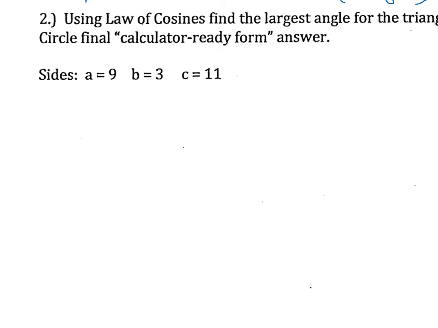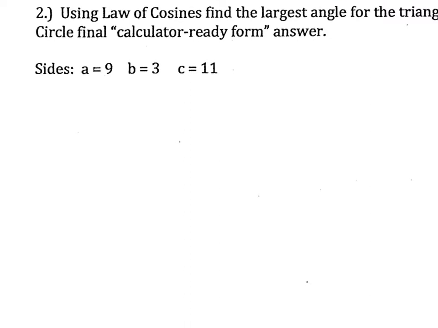For number 2, we need to use the law of cosines to find our missing angle. And in this case, we're looking for the largest angle. So we know that the largest angle will be angle C since C is the largest side. And for law of cosines, we always will have one solution. We don't have to worry about an ambiguous case where we would have two solutions.